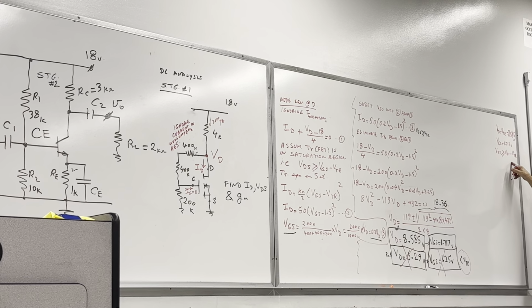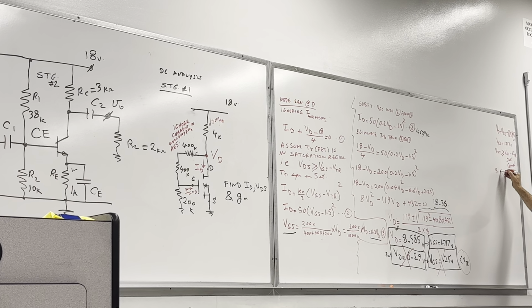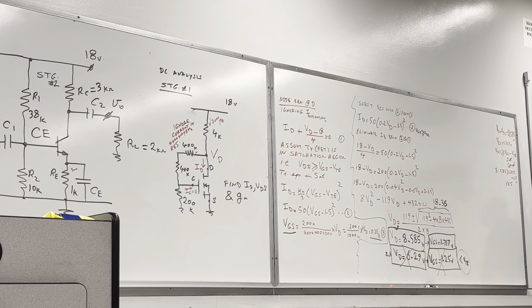And if we want to check to see if VDS is greater or equal to VGS minus VTH, to validate that it is in saturation, this is the saturation condition, then check here. Is 8.58 greater than 1.71 minus 1.5 volt? Yes, it's validated. 8.5 compared to 0.2. This side is 0.2 because that was the condition.